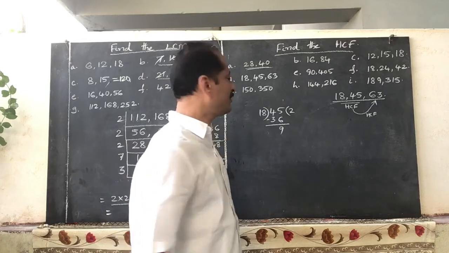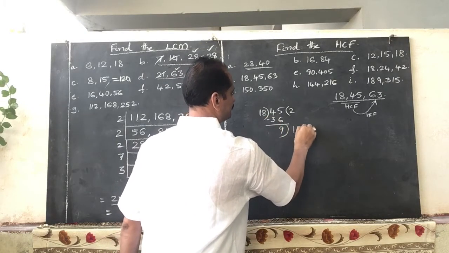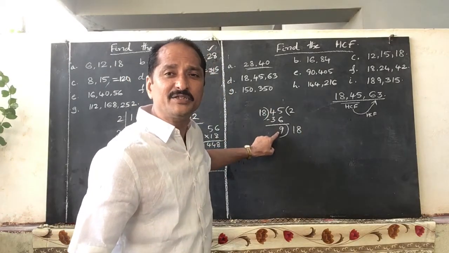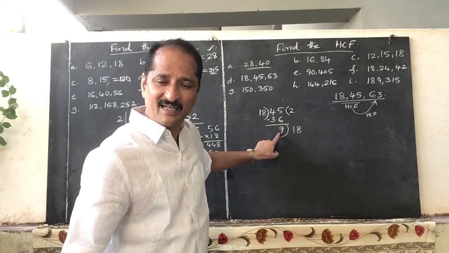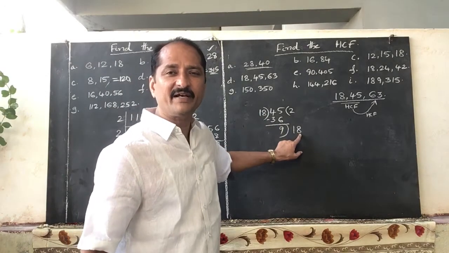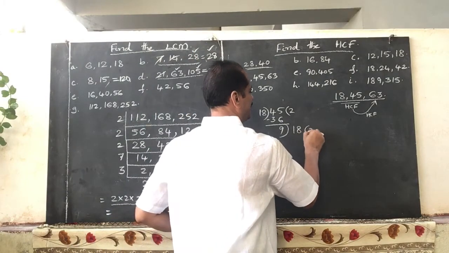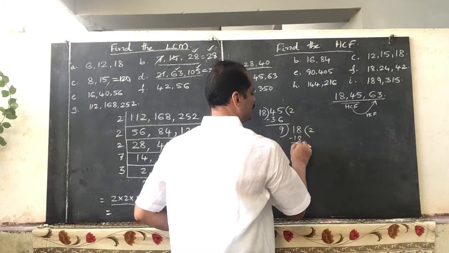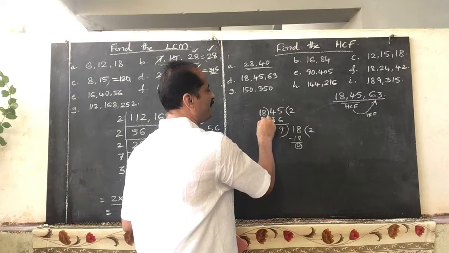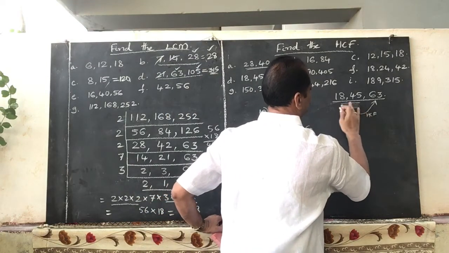Now divide this 18 with 9. Wherever you are getting the remainder, it becomes the divisor, and the divisor becomes the dividend. Now divide 18 with 9. 9 2s are 18, remainder is equal to 0. So here the last divisor is equal to 9. So HCF of 18 and 45 is 9.